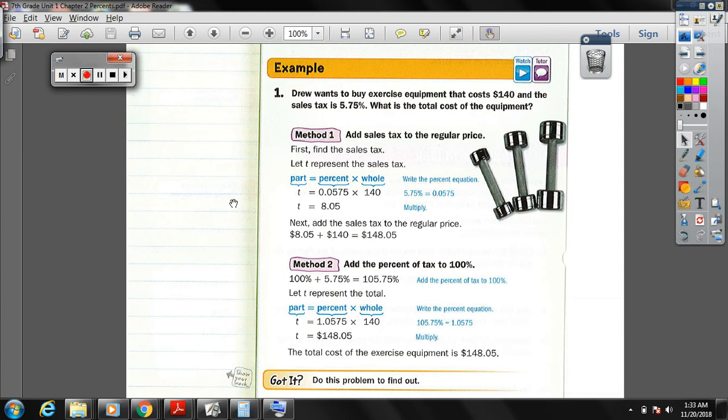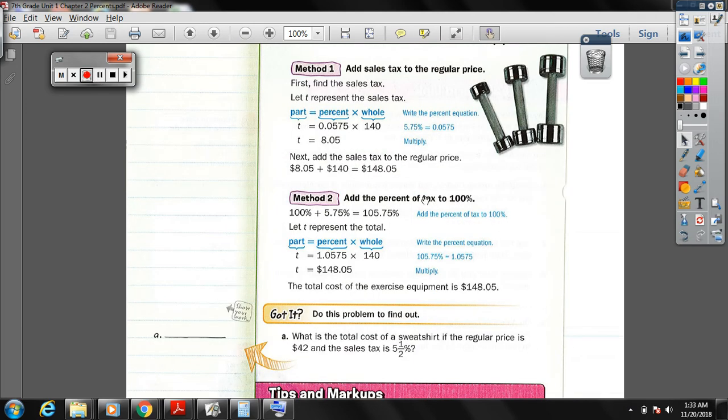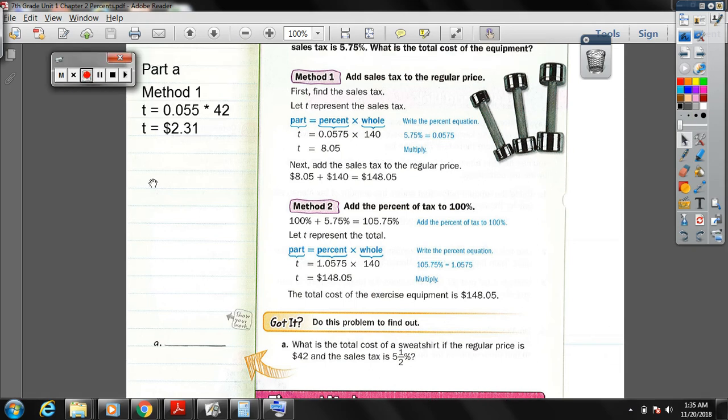So these are the two different methods, and we're going to show this in part A below. So let's work on part A. It says, what is the total cost of a sweatshirt if the regular price is $42 and the sales tax is 5.5%? Okay, so first, we're going to show method 1. So let's begin showing part A with method 1.